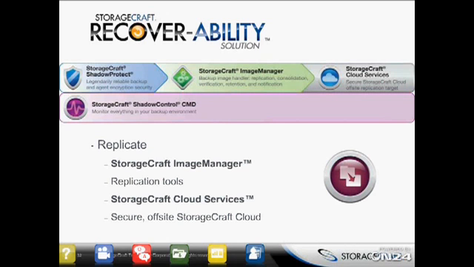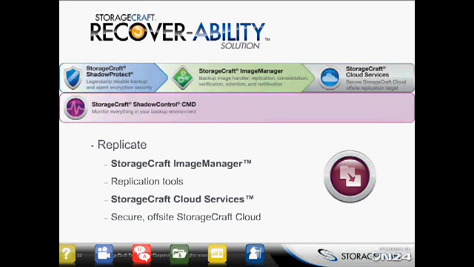So in this case, we want you to be able to replicate whether that's an on-site replication, an off-site replication to your own cloud services provider or a remote office or to a colo, as I mentioned, or in fact to replicate to StorageCraft's cloud services. And if you have a chance, definitely check out our cloud services. They're pretty whiz-bang.